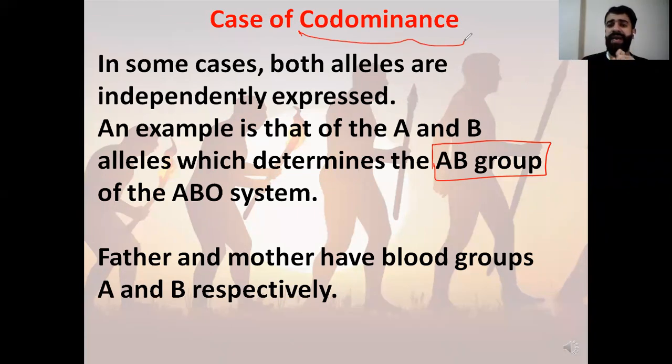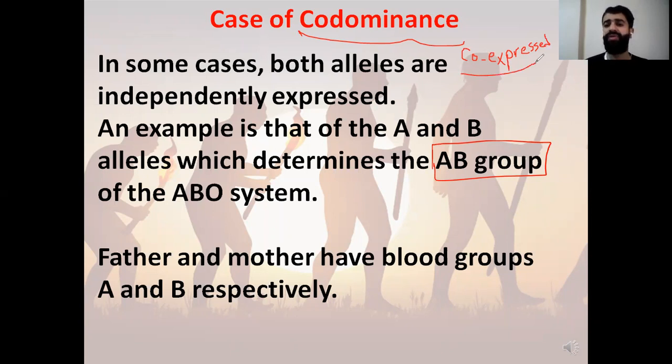Second case here is the case of codominance. What is the meaning of codominance? Codominance, as I said before, is co-expression. So two alleles are expressed together. So it's called co-expression. Okay? Two alleles are expressed together. This is the case of co-expression.